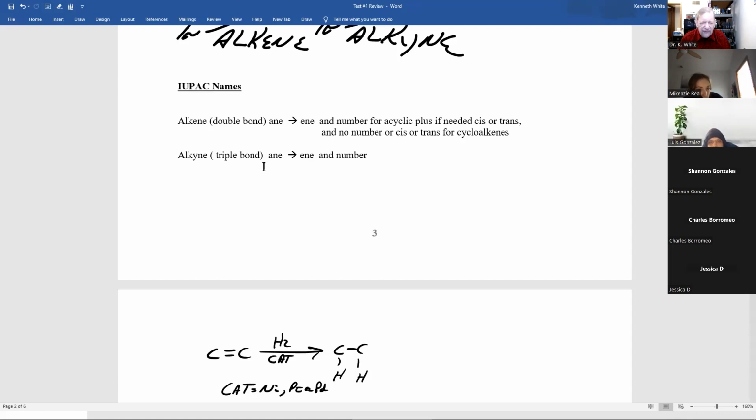For a triple bond, find the longest chain with both carbons of the triple bond, name it as an alkane. Drop, mistake here. Sorry about that. I'll have to go back and change this later on or tomorrow. But anyways, ane ending becomes yne plus a number. And one of the carbons of the triple bond always gets the lowest number, closest to the end of the chain.